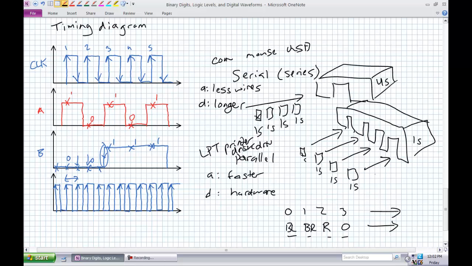Okay, this concludes this portion of the lecture. What we're going to do is some example problems of timing diagrams and digital waveforms.